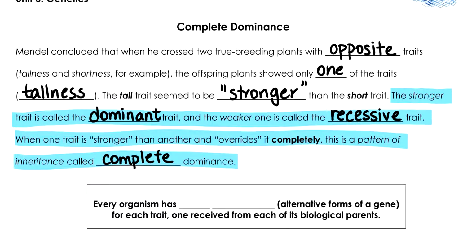So are you telling me I had a short option or a tall option? Well, for humans it's more complicated, but in pea plants it really is that simple. They have a short option and a tall option right there in their genes. Where do they get these two options from? Well, from their biological parents. Every organism has two options, and these options are called alleles. Alleles are alternative forms of a gene, and you got one of them from each of your biological parents.